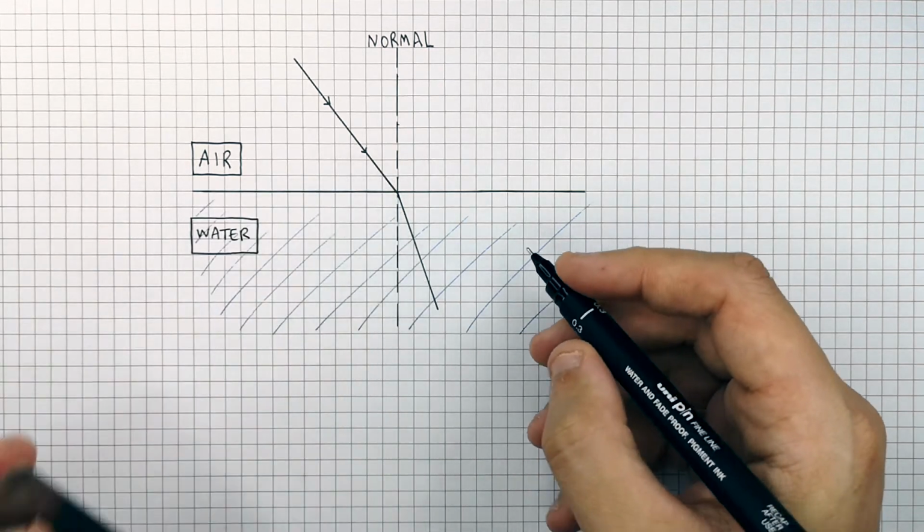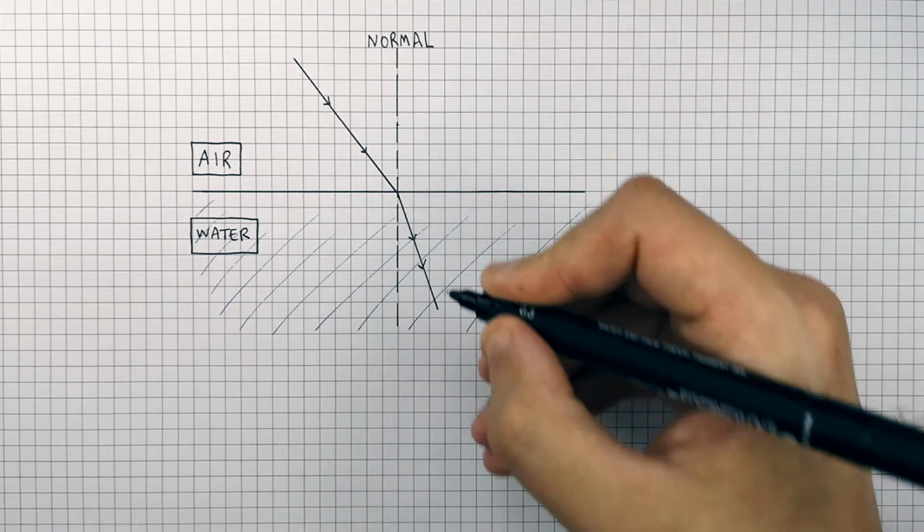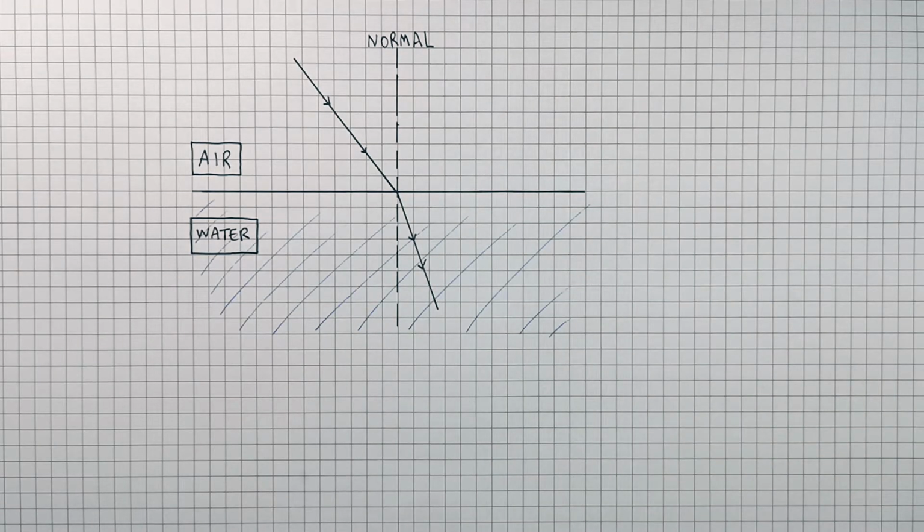And this ray that now enters a new material across a boundary is called the refracted ray. And the refracted ray, in this case, bends towards the normal. In other cases, it will bend away from the normal.